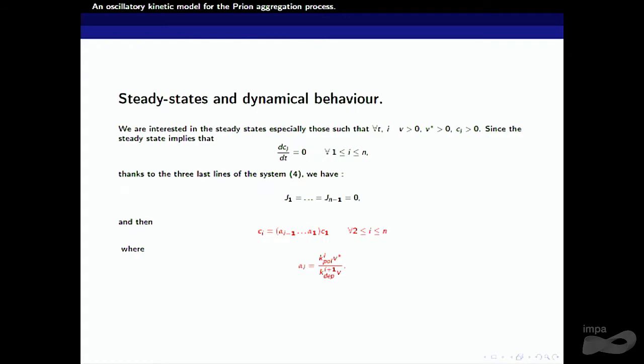So now we are interested in the study of the steady states and the dynamical behavior. When we study the steady state, we have this kind of relation on all the rates, and this gives us a closed relation between the polymer of size I and the polymer of size 1, which is a product of a quantity alpha I minus 1, and so on, until alpha 1. And alpha 1 actually is the ratio between the polymerization coefficient components and the depolymerization components in the system.